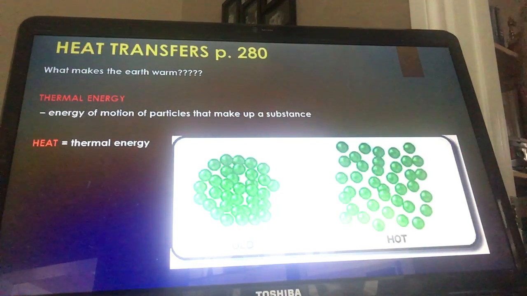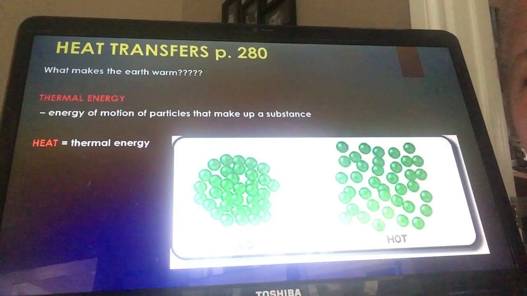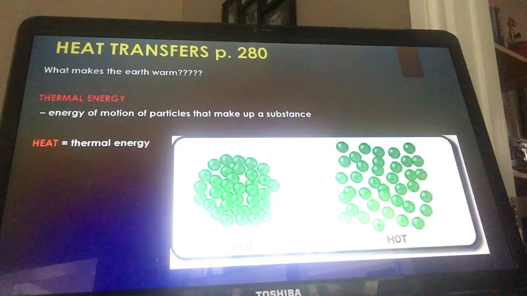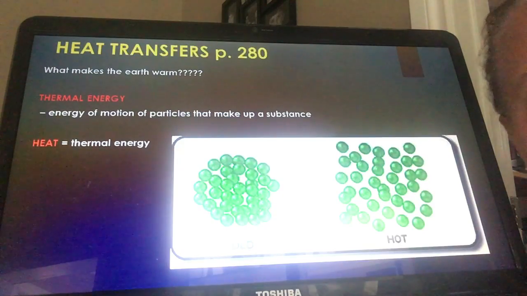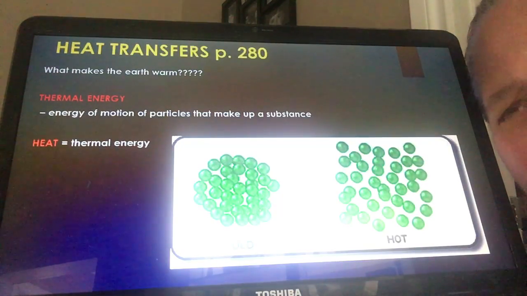So today our first definition is something called thermal energy. Thermal energy is the energy of motion of particles that make up a substance. That sounds pretty straightforward. If you take grade 11 chemistry, we'll talk about that in more detail. That's actually getting into something called the kinetic molecular theory, about how particles collide and how they move. But for now, just realize the energy of motion of particles is called thermal energy, and heat is simply thermal energy. It's not quite that simple.